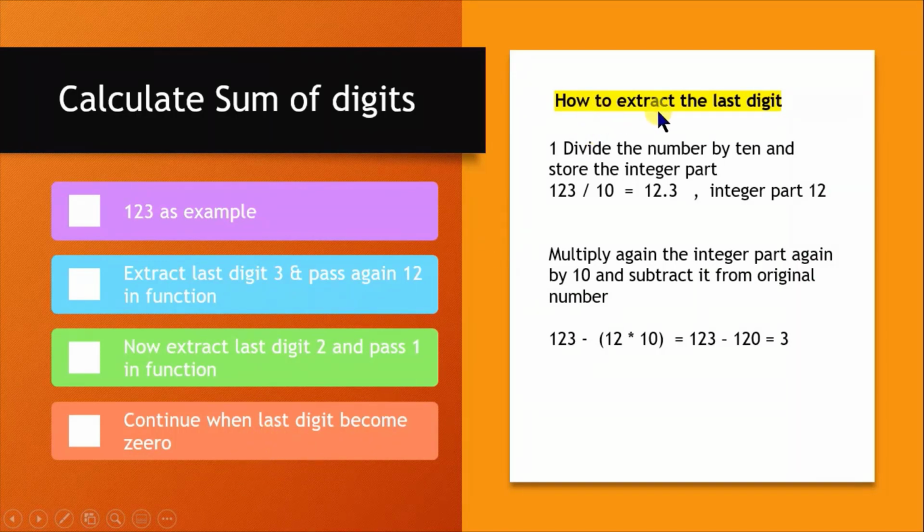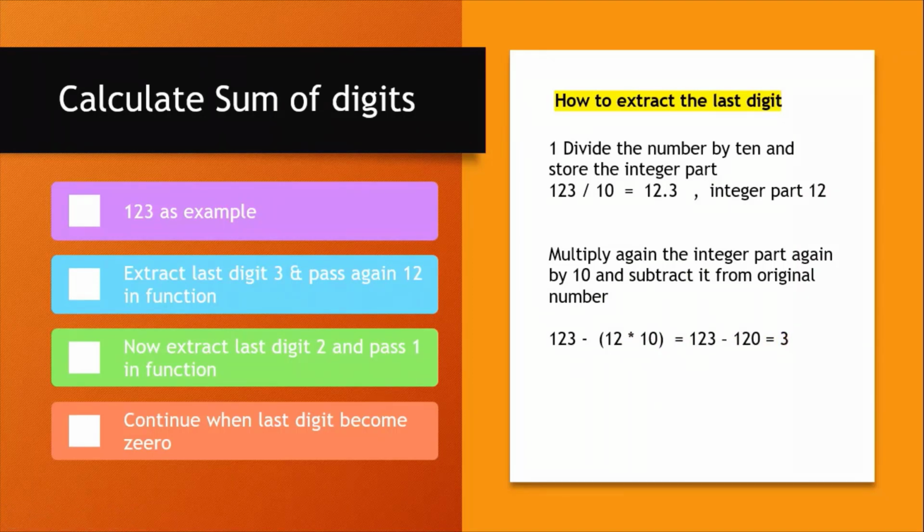Let's see how to extract the last digit. Divide the number by 10 and store the integer part. So if I divide 123 by 10, answer will be 12.3. Fine. But integer part will be 12. So when we divide 123 by 10, we get 12.3 and integer part is 12. So multiply again the integer part by 10. So if I multiply this 12 by 10, I will get 120. So if I minus 123 minus 120, I will get the 3. 123 minus 12 into 10 is equals to 3. So like this we can do it.